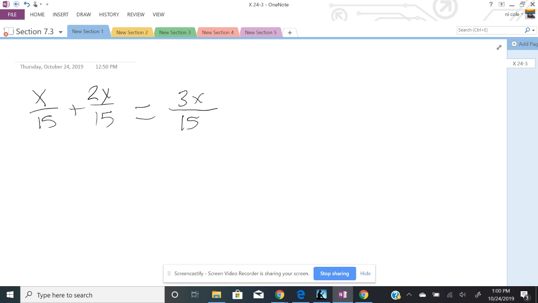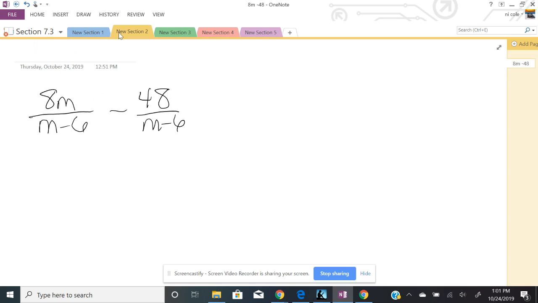But if you enter this into Math Excel, it's going to go wrong, and that's because you can reduce. Remember, 3 and 15 have something in common, which is a 3. 3 goes into 3 one time, 3 goes into 15 5 times. So you should be entering in the equation x over 5.